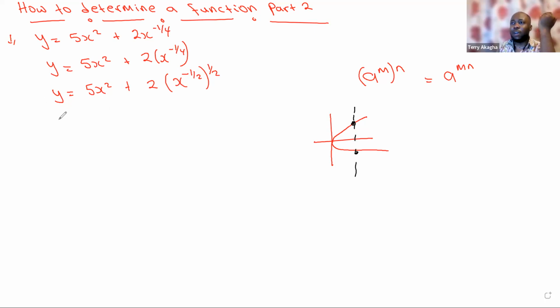So you can see you're going to have y is equal to 5x squared plus 2. Now, this power of a half is what? Square root. x to the minus 1 over 2, plus or minus. I remember I told you that the root produces 2 values, because it's going to be either plus or minus. So that means because of this, this particular equation cannot be a function.